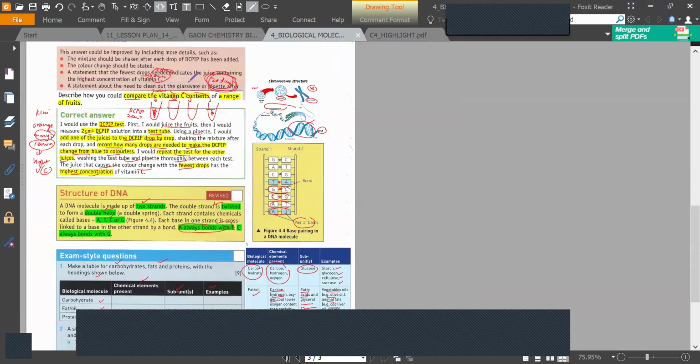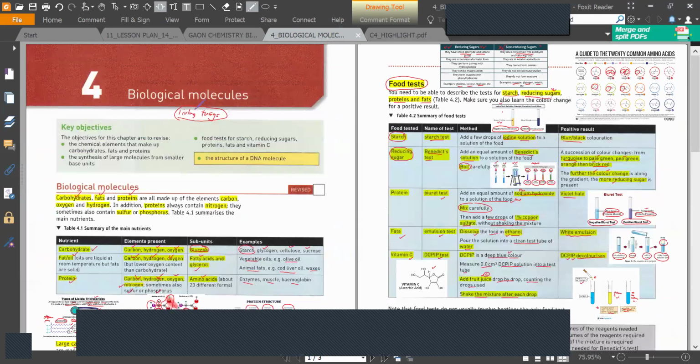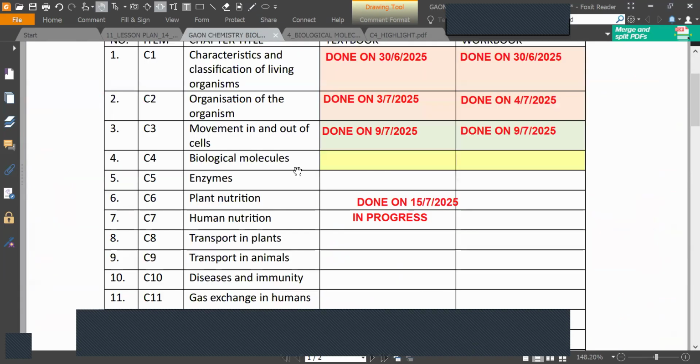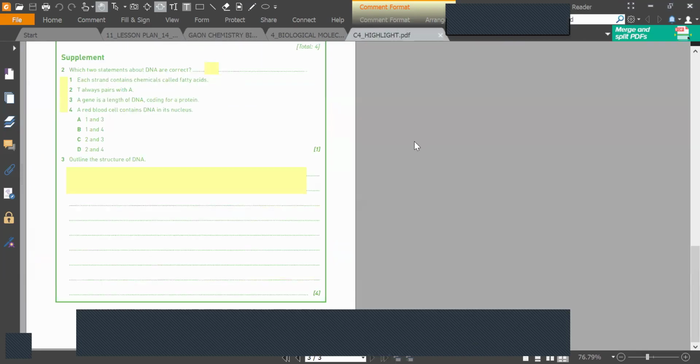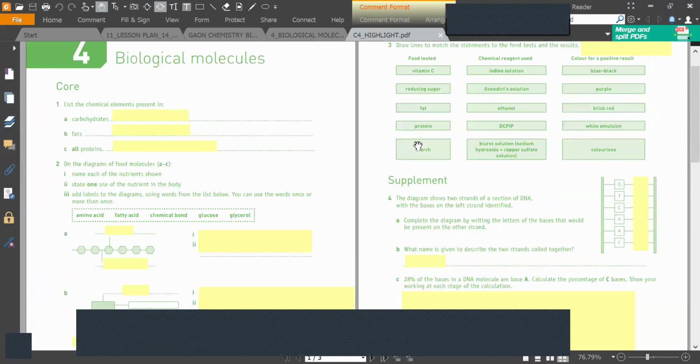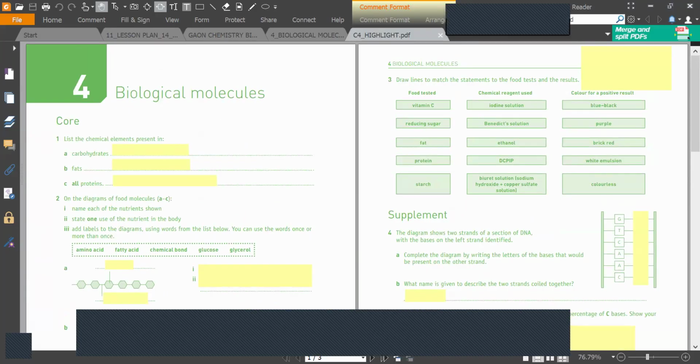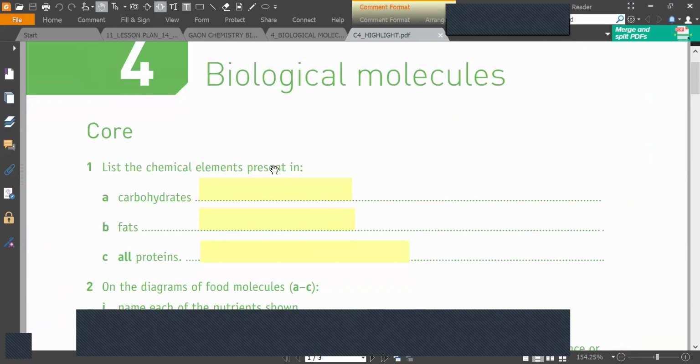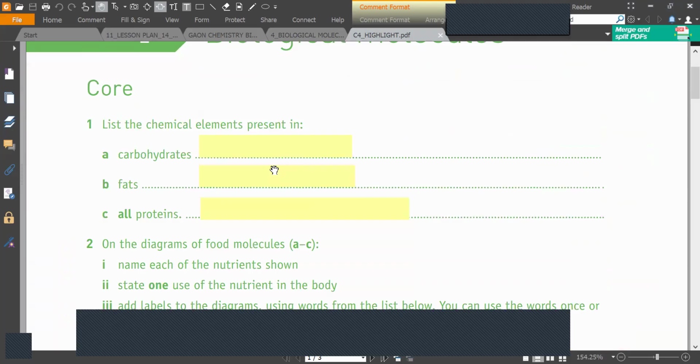We finish all of this unit 4, biological molecules. That's good. Biological molecules for the textbook part is done. Now we will move on to the workbook. The workbook is also very straightforward. We can try together. This one should be very easy.